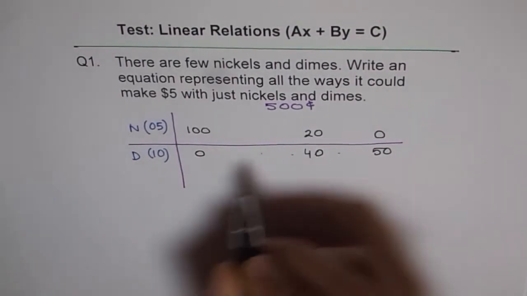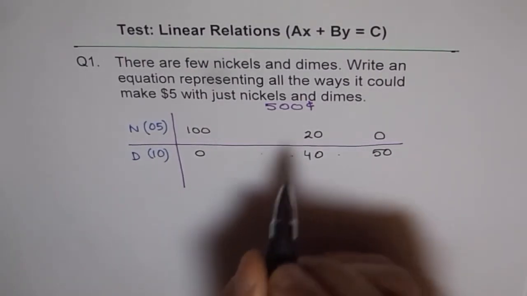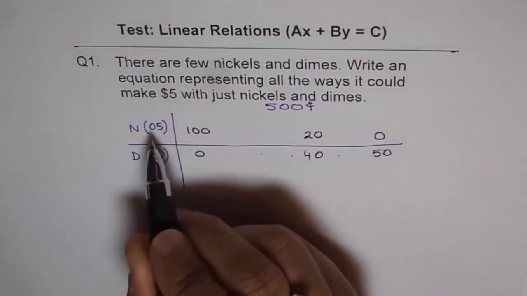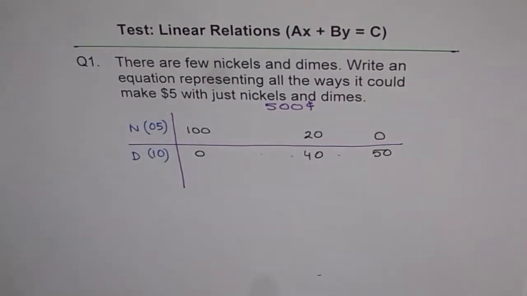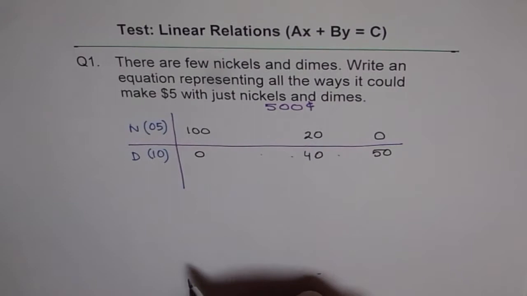Correct? 40 times 10 is 400 and 20 times 5 will give us 100 and combined we'll get 500. So like this we can get a lot of values. It is very time consuming to give you all values like this. What we can do is write an equation.